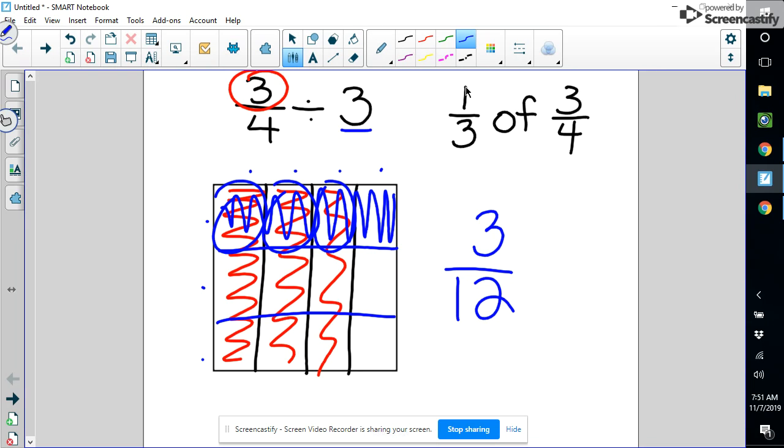problem would be. From here, I can simplify it. I know that both 3 and 12 are evenly divisible by 3, so I could divide 3 by 3, and I could divide 12 by 3 to get an answer of 1/4.